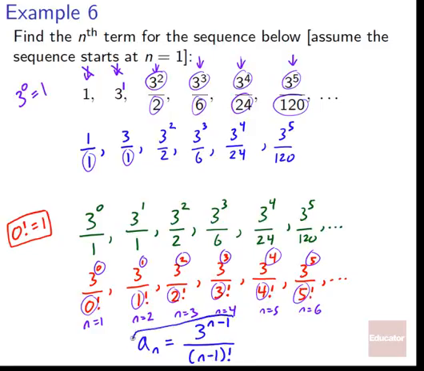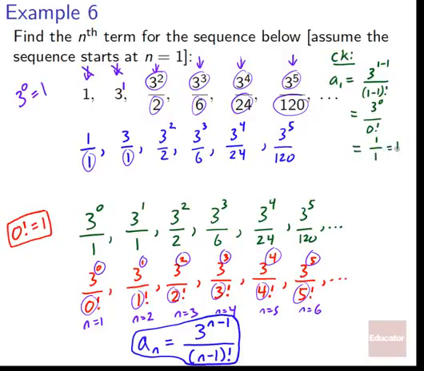And there's our answer. There's the general term, and it's always a good idea to check your work with this sort of thing. So let's just do a quick check to make sure that this comes out. So at a_1, we would have 3 to the 1 minus 1 over 1 minus 1 factorial. So that's 3 to the 0 over 0 factorial. So we get 1 over 1, which equals 1, which checks out with what we initially had.